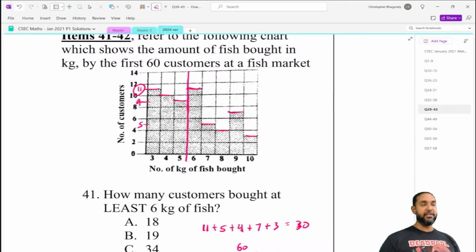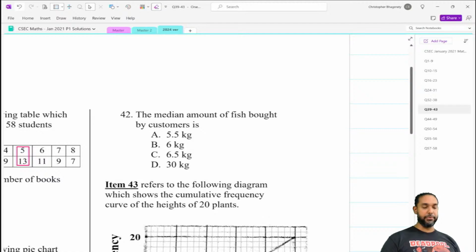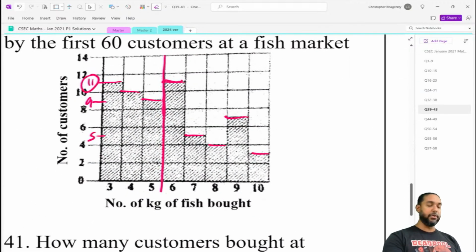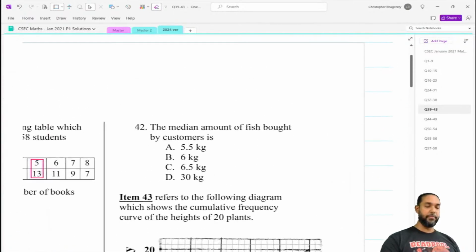So the median quantity of fish is the average of those two, which is neither of those. No, I counted wrong. Sorry. You've got to go down, not across. Let me start again. This is what it looks like here. The 30th person bought 5 kilograms. The 31st person bought 6. Sorry, I was reading number of customers as opposed to kilograms of fish, because it's the median quantity of fish. So it's 5 plus 6 divided by 2.